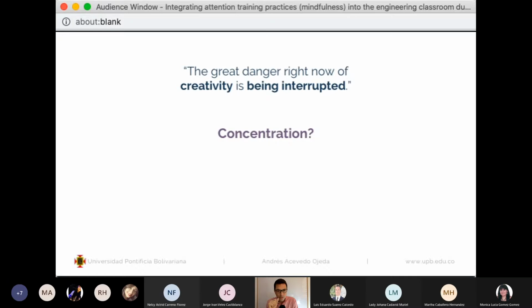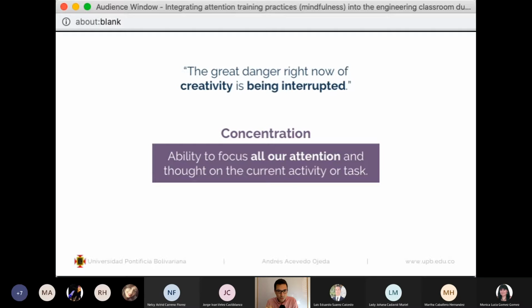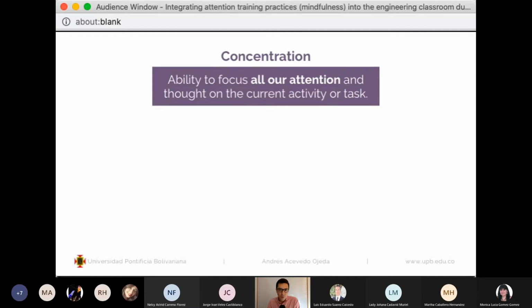What do we mean by concentration? If we define concentration as the ability to focus all our attention and thought on the current activity or task, that is exactly what the phrase is referring to, right? And here I want you to consider the following question. Do you think we need concentration in order to learn? Do we need concentration in order to be creative?